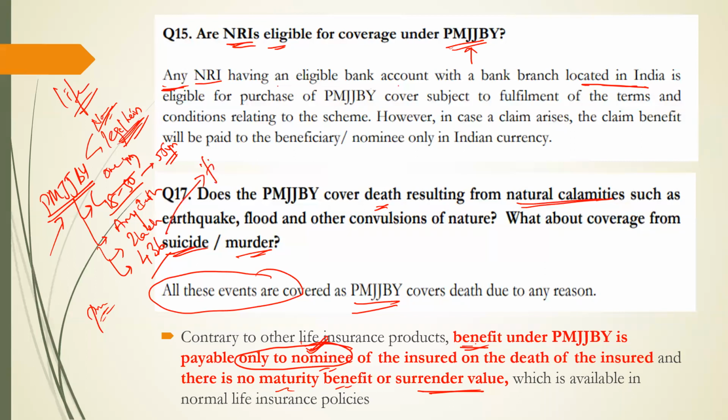But that is only for the first time. It is not just LIC. It can be LIC and other life insurance companies also can give this. What else do you remember here? Regarding NRIs, yes, NRIs can avail this facility if they have a bank branch in India. Death due to natural calamities, suicide, murder, all of this is covered, any reason. And only the nominee is given the benefit of 2 lakh rupees. No other person is given that. So those are the two unique points that you need to remember regarding this Jeevan Jyoti Bima Yojana.